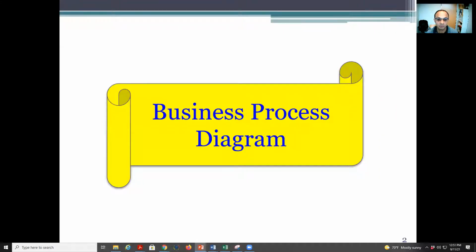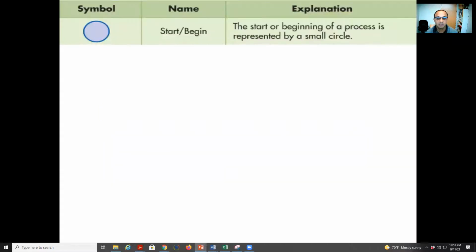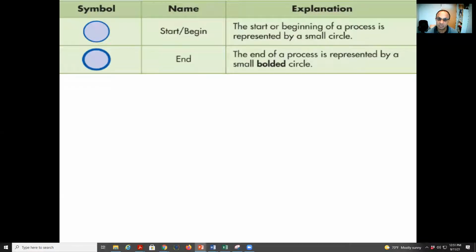We call it business process diagram. And the symbols we are going to use in business process diagram are almost the opposite of the way we use them in the data flow diagram. If you remember, in data flow diagram we used the circle for the process of the data. But in business process diagram, the circle refers to the beginning and the ending. The beginning of the process, and the ending we make as a circle, but it's a bolded circle. So this is quite the opposite of the way we made it in the data flow diagram.